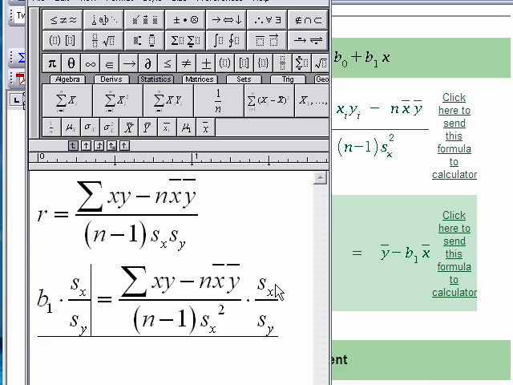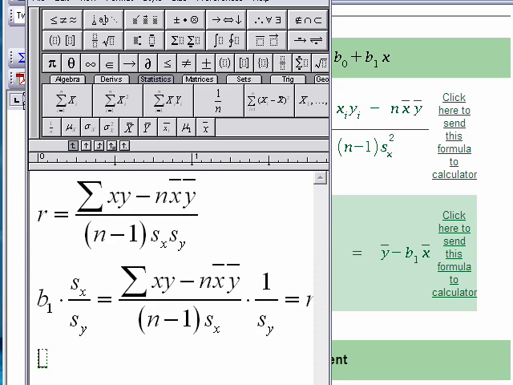On the right hand side, the s sub x will cancel with the s sub x squared. And so what I'll have then is this one I can get rid of. And then this one here will cancel with one of the s sub x in the denominator, and so I'll lose that subscript. And that is identical to what's up above. So we can see that b1 times s sub x over s sub y is equal to r.